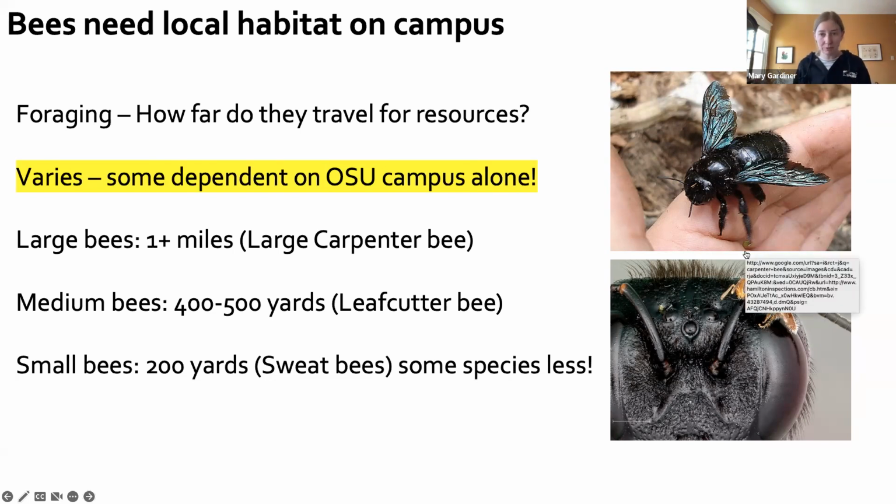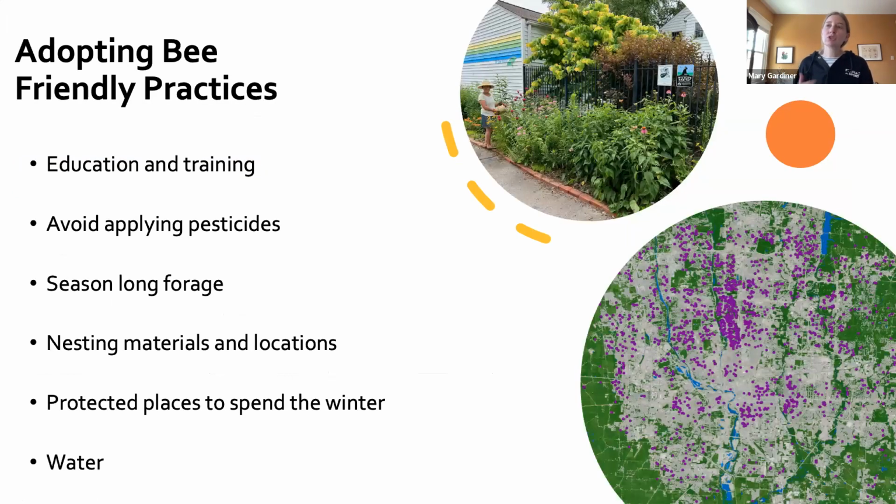So if they can't find the resources they need really locally, that can matter. And I always tell people that, you know, when they have a small patch of a yard like I have, does it really matter? Yes, it can matter for those bees that can't go very far. So what would we want to do here looking forward to provide this kind of habitat?